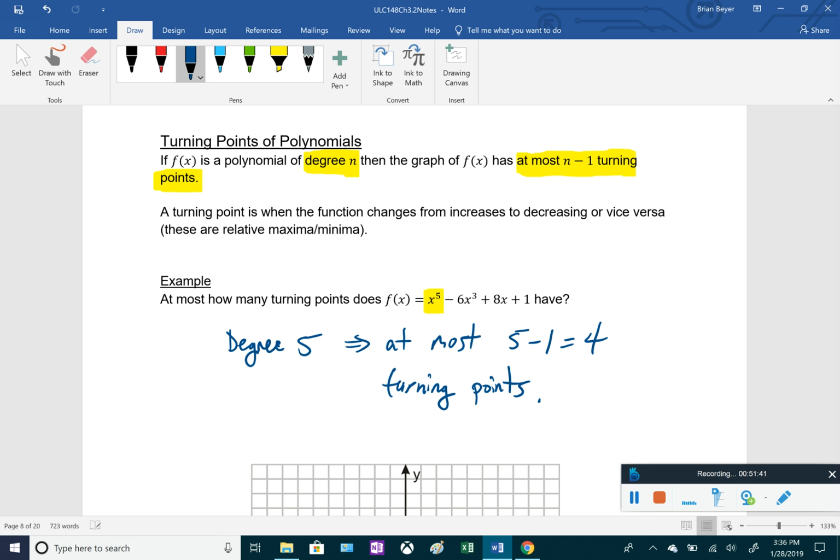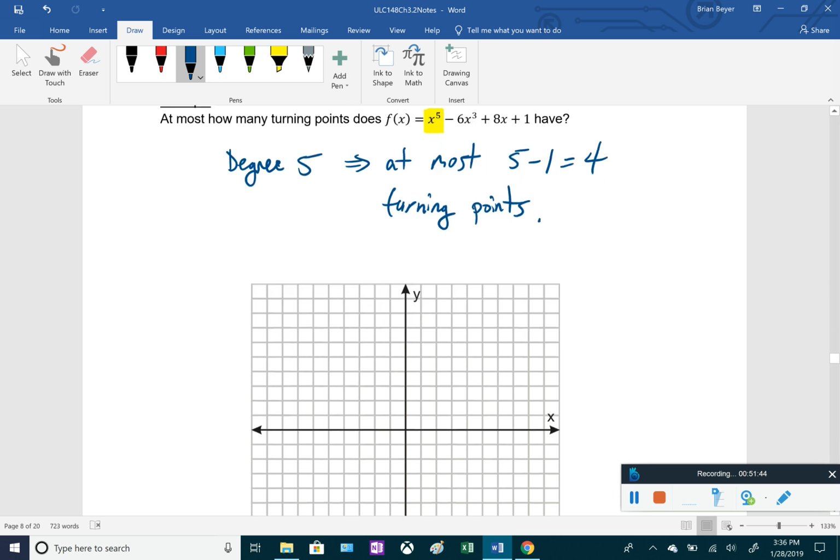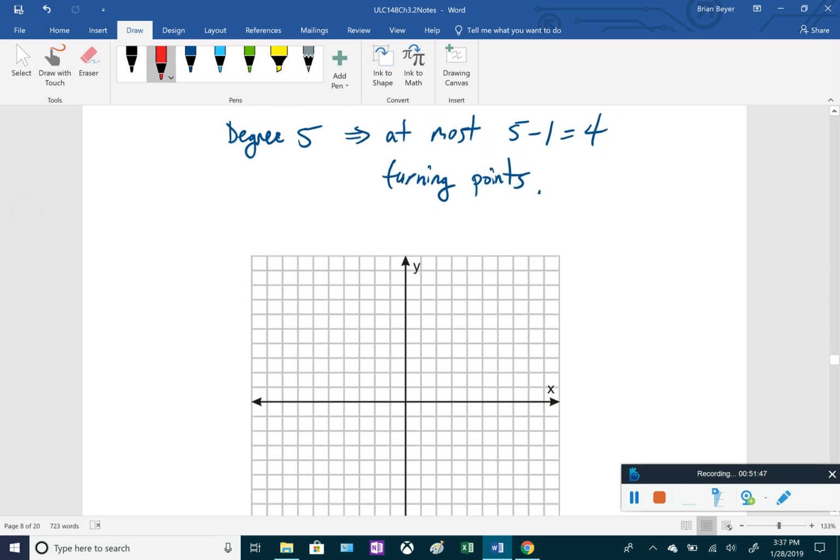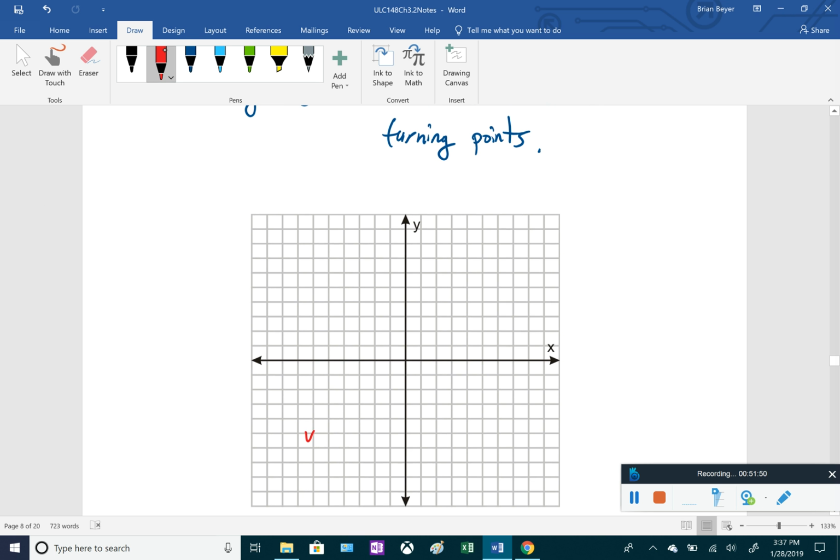So it doesn't have to have 4, but it has at most 4. So what this means, it might look something like this. So we would say that there is a turning point here, here, and here. So that's 4 turning points. So at most 4 turning points. Obviously, I just kind of freehanded that and drew that quickly, but that's what the turning points mean. Okay, so that's probably the easiest step that we'll be doing for graphing these.